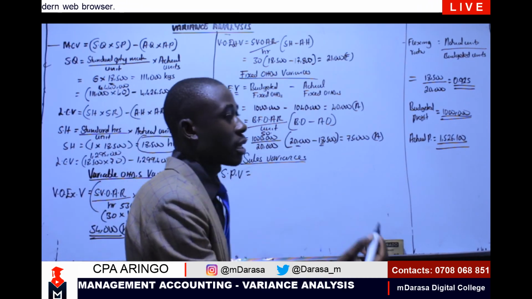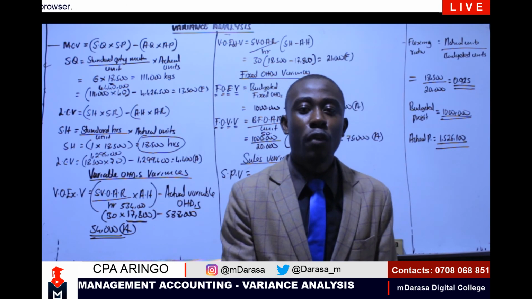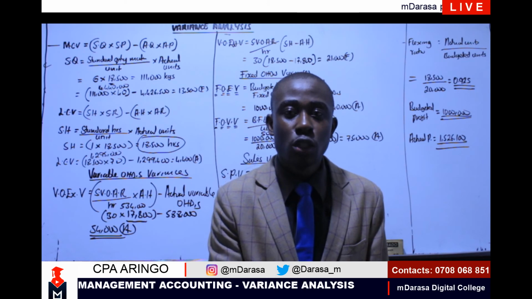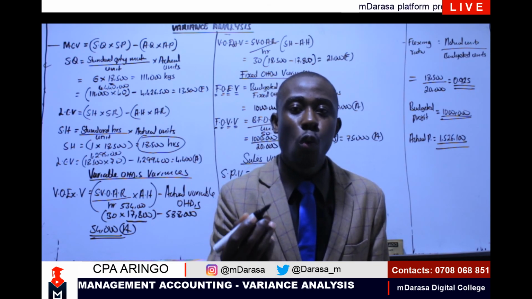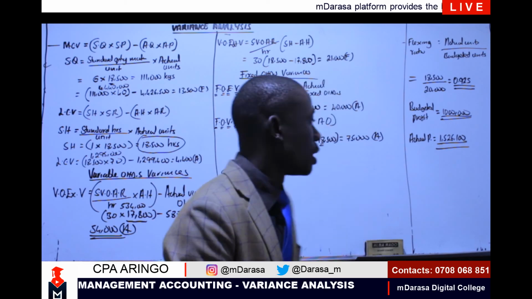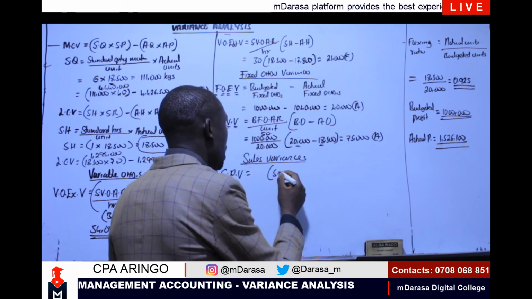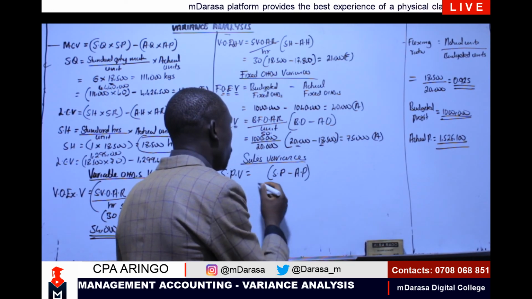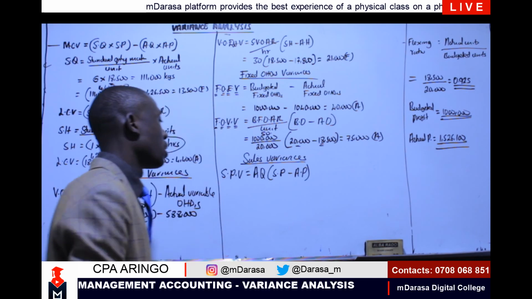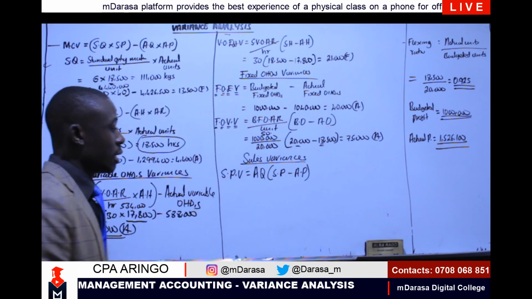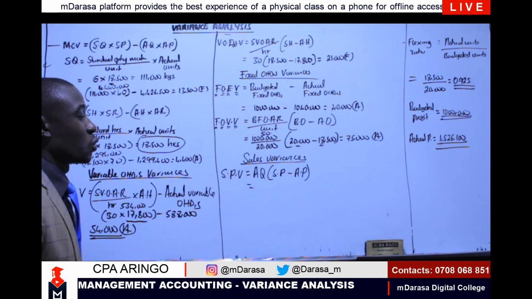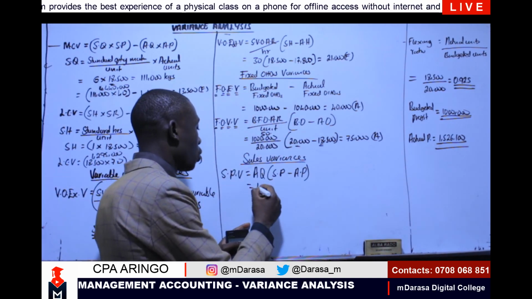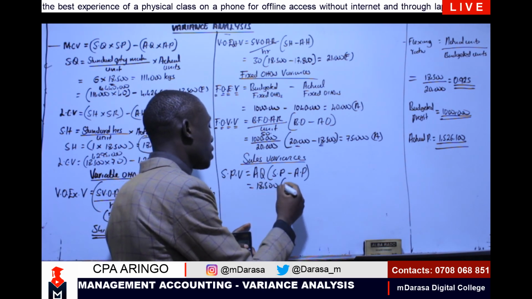So we start with our sales price variance. Do we know how to determine that? Yes, we know. We know very well that I'll be comparing what? Our standard selling price and our actual selling price for the actual quantity of units sold. So at this point I'll be comparing our standard selling price per unit and our actual selling price per unit for the actual quantity of units sold. In this case, do we have that? Yes, we do have. Actual quantity of units sold in our question is, so very well, we are given 18,500 units.